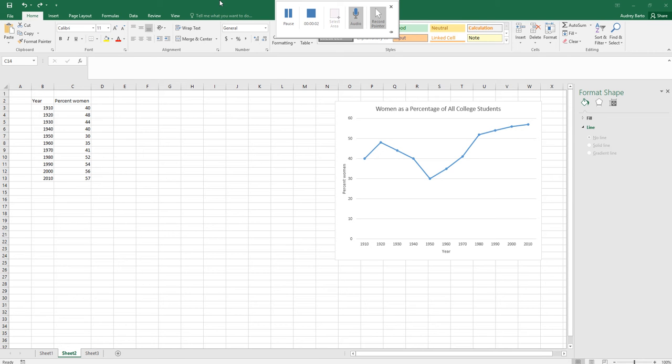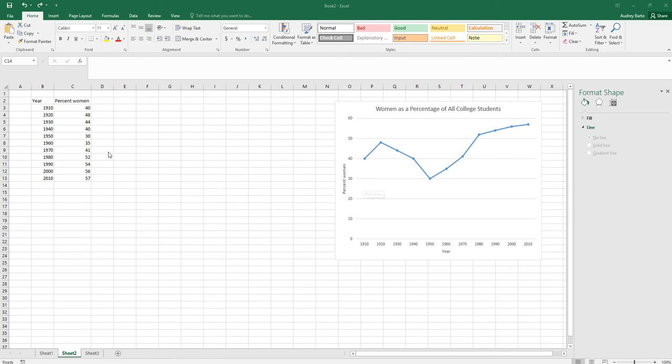In this video, I'll show you how to make a scatter plot in Excel and then also add a trend line, which is helpful for seeing the correlation between data points. This is an example that I used in an earlier video, where I showed you how to take this data and make it into a line graph.